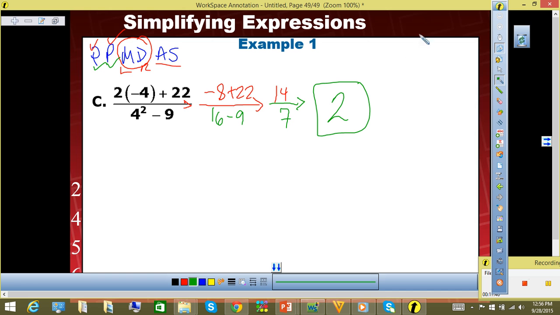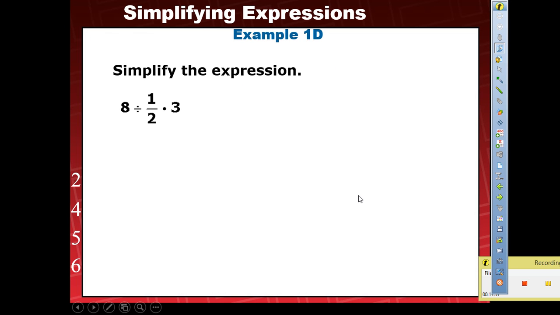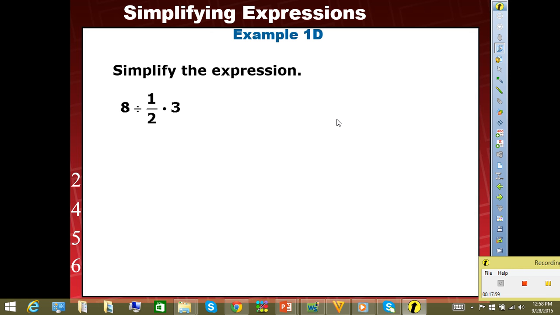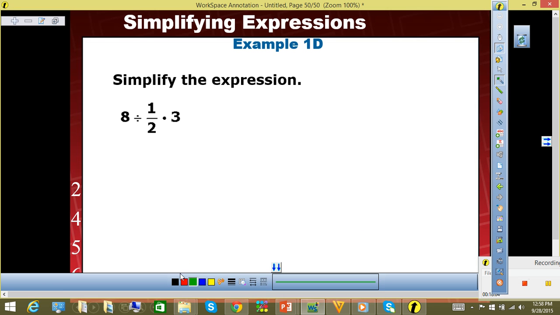Are we doing good? All right, let's continue. Copy this one. Do this one by yourself. You got 20 seconds. Go. Once again, I'm going to go over this one because some of you skipped steps and some of you didn't skip steps, but you made a mistake. Here we go.